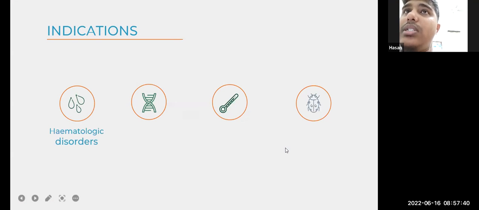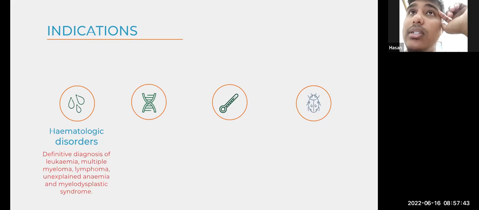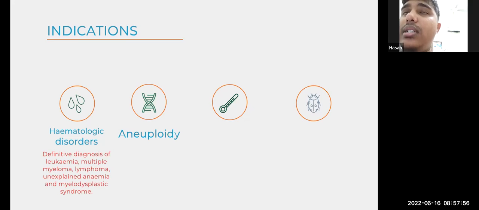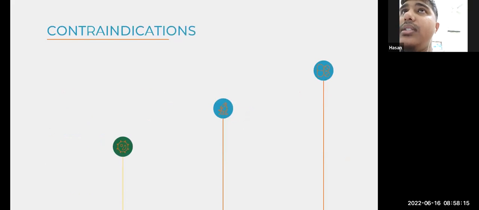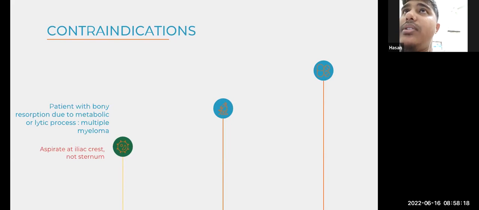Okay, so for the indication, a patient has hematological disorders, as it is a definitive diagnosis for leukemia, multiple myeloma, lymphoma, and also unexplained anemia and others. It is also done in case of suspected aneuploidy in infants, fever of unknown origin, and any atypical fungal and parasitic disease, for example, caused by histoplasmosis, leishmaniasis, cryptococcus, or Q fever. So there are several contraindications.